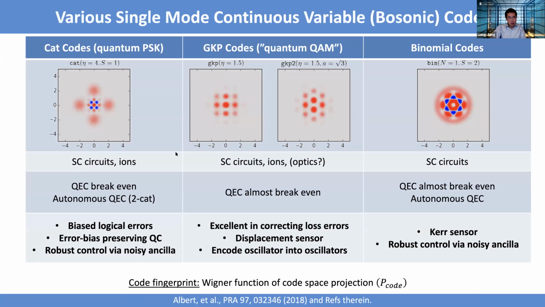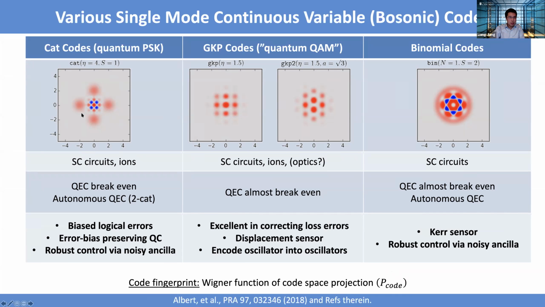So just as a quick summary about different choices of bosonic codes, we have cat codes, GKP code, and binomial code. One way to represent these codes is to introduce a code fingerprint, which is fully characterized by the Wigner function of the code space projection. Basically, you can define the projection operator to the code space and plot the Wigner function. And there is a one-to-one correspondence between different codes and the Wigner functions of their projections.